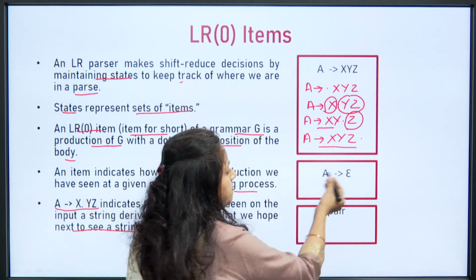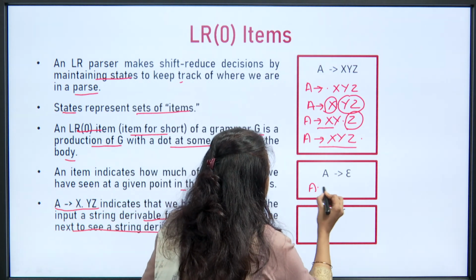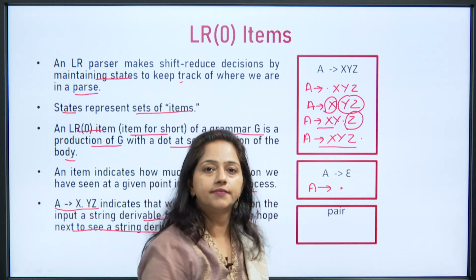Now, a production could be like this also, A to epsilon. Then it will have only one item, that is A to dot, and that is it.